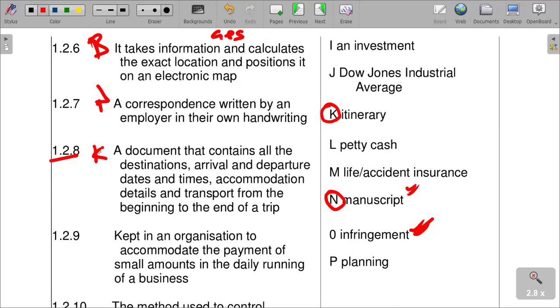It is K. Itinerary identifies all destinations, arrival and departure dates and times, accommodation details. It actually gives a narrative of the traveling from the departure to the destination, and what other things are involved in the trip. So it identifies everything from the beginning to the end of a trip. It is called an itinerary.